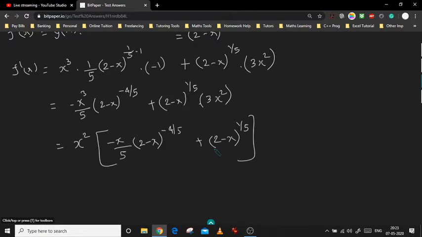Or else you can continue to factor out the 2 minus x power 1 by 5 and give it in another form as well. That depends on how you actually proceed. Okay, let's move to the next one.